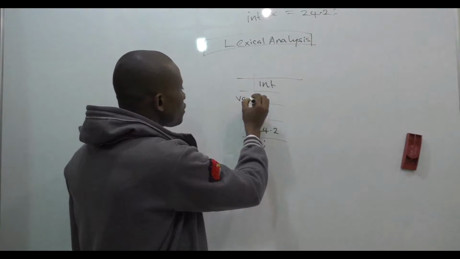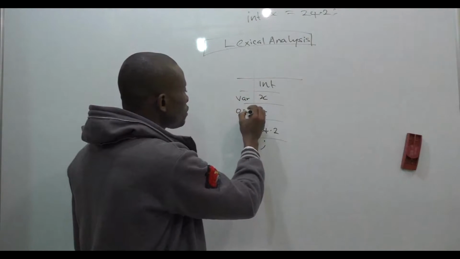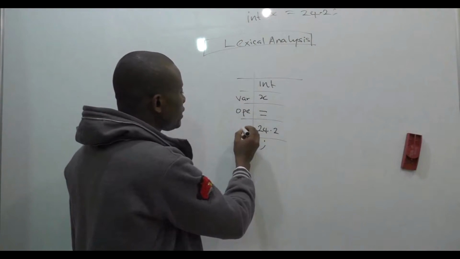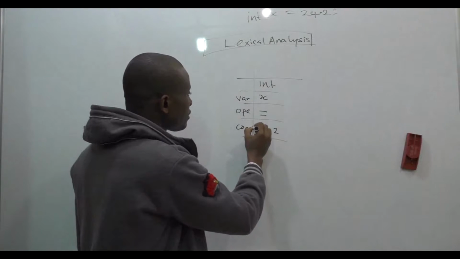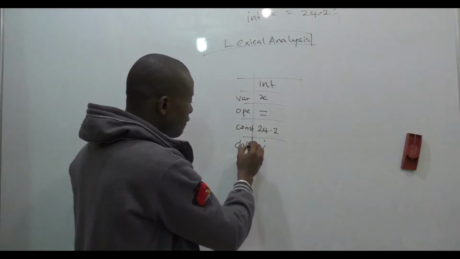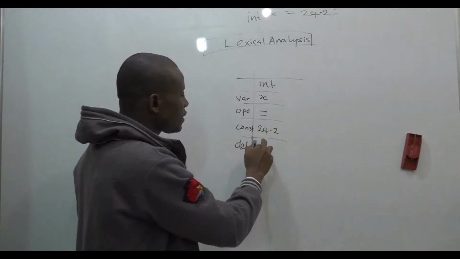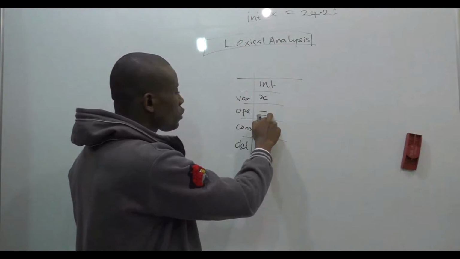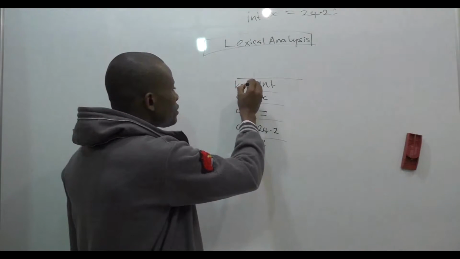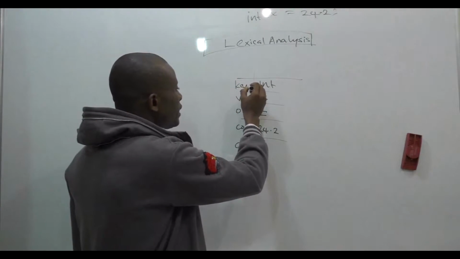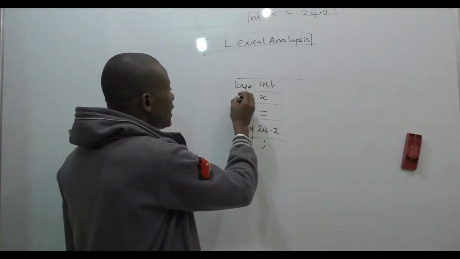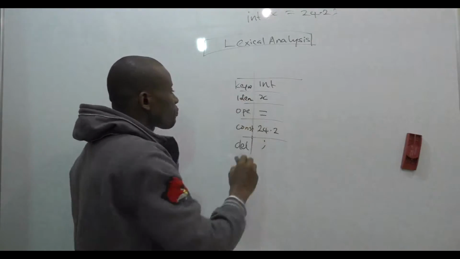So we have this to be variable, this to be operator, this to be constant, and this to be delimiter. So there is a delimiter, there is a constant, there is an operator, an equality operator, and this is a variable, and this is a keyword. Let's leave it that way. Actually, this is identifier.